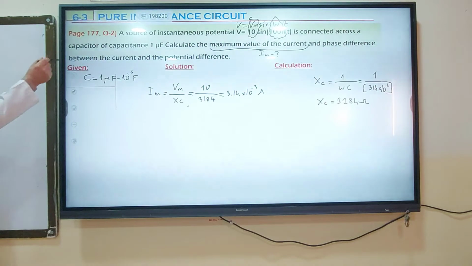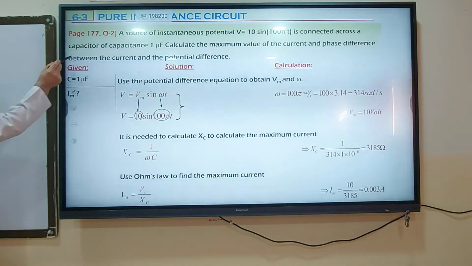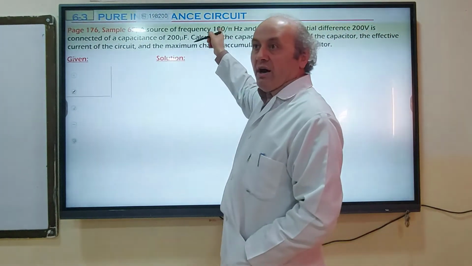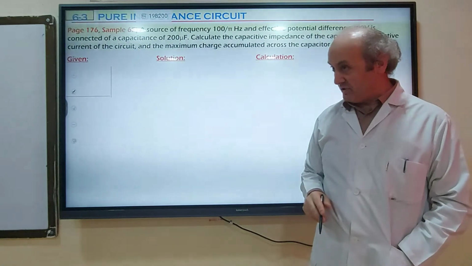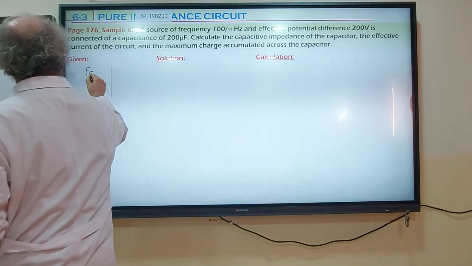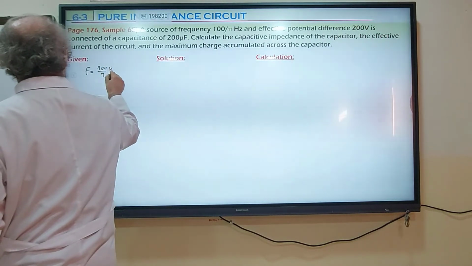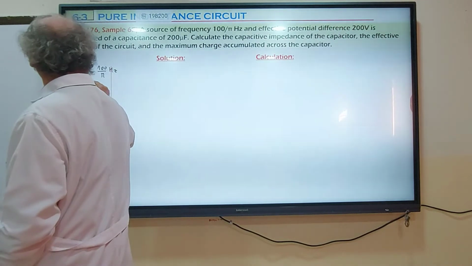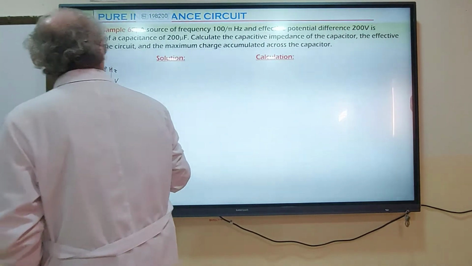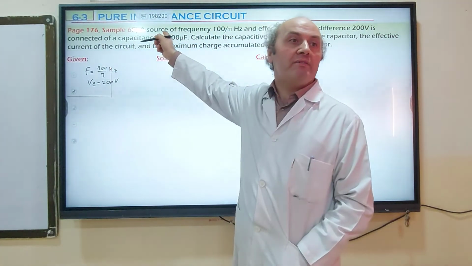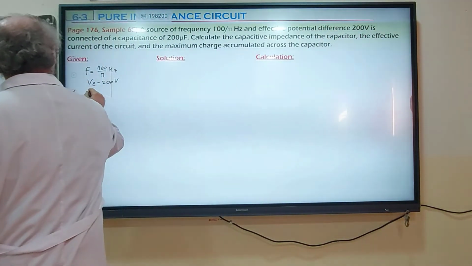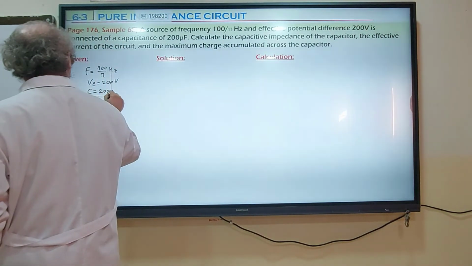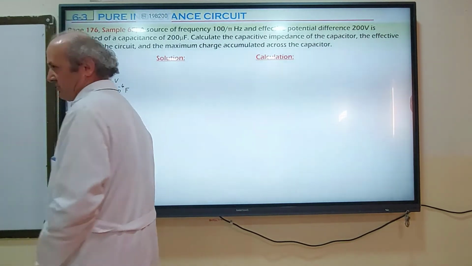Okay, now let's go on. Sample 6F. A source of frequency 100 divided by pi. So the frequency of the generator is 100 divided by pi. Let's write it here. F is equal to 100 divided by pi hertz. And the effective potential difference is 200 volt. The source, meaning the generator's effective potential difference, is 200 volt, connected to a capacitance of 200 microfarad. C is 200 microfarad, but microfarad must be converted to farad by 10 to the power -6. So 200 times 10 to the power of -6 farad is the capacitance.